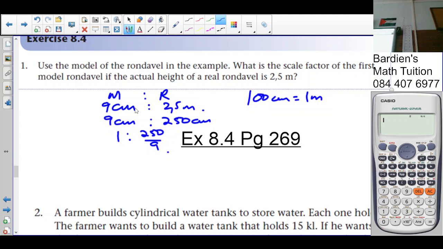Or you can convert that as well to 1 is to what you know is 250 divided by 9 gives you 27,8 times bigger. Can you see that? So that's going by a scale factor of 27,8 times larger. Okay.